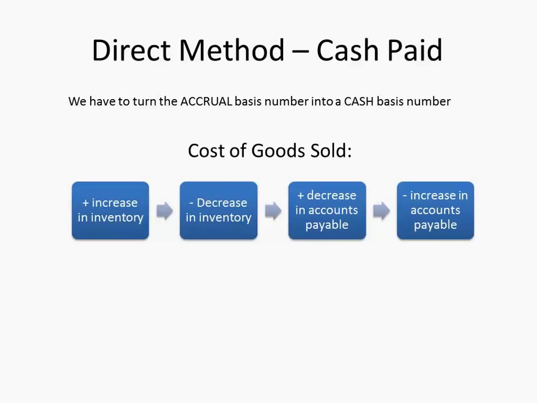Right, you have to add any increase, or you have to subtract any decrease. You have to add any decrease in payables, and subtract any increase. So if you have cost of goods sold, and accounts payable went up, you have to add that to your total cost of goods sold to come up with cash paid. No, you don't have to do all. You may have to do one or the other of these things.